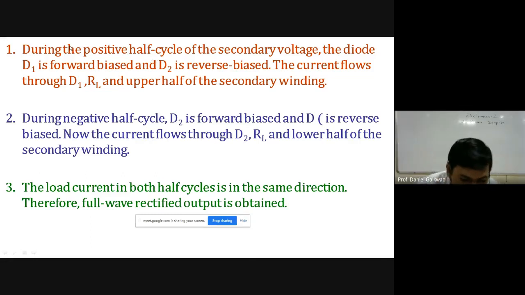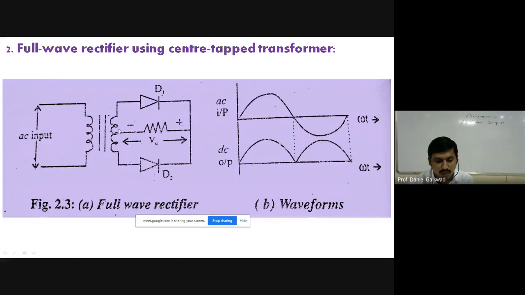Check carefully what we have given. During the positive half cycle of the secondary voltage, diode D1 is in forward bias and D2 is in reverse bias. The current flows through D1, RL and the upper half of the secondary winding. So this is the path of current: D1, load resistance and the upper half of the secondary winding. So we have two parts. This is the upper half of the secondary winding and the lower half of the secondary winding. In this particular section we have the current flowing in this direction. Check carefully. This segment of the circuit has current in case of the positive half cycle.